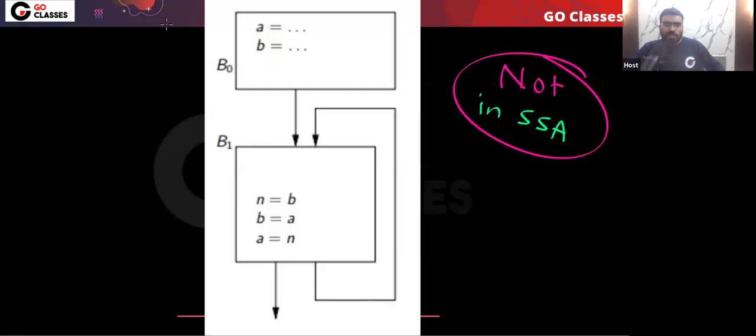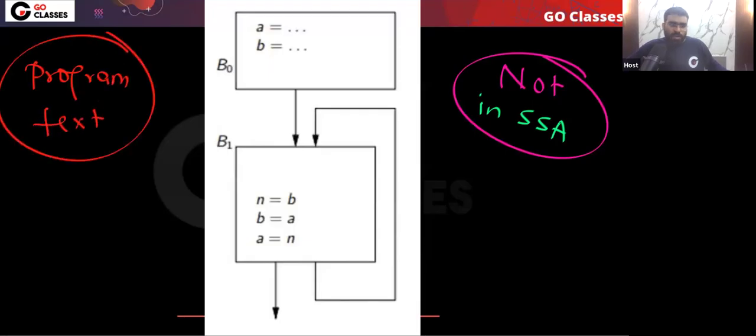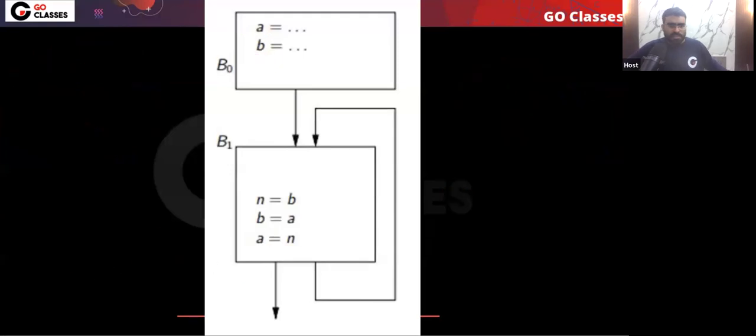Because look at the program text. In the program text, this variable A you are assigning multiple times. This variable B you are assigning multiple times. So this is not in SSA. Let's convert it to SSA. Can you do it?